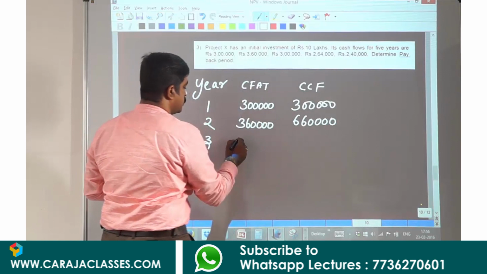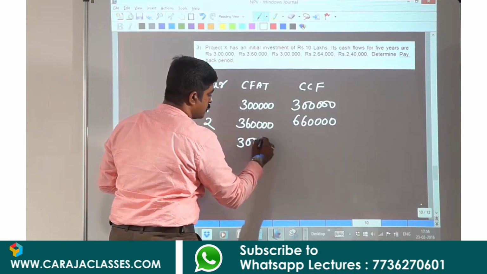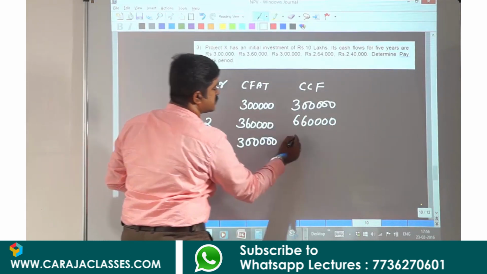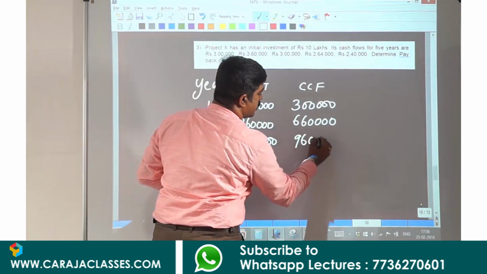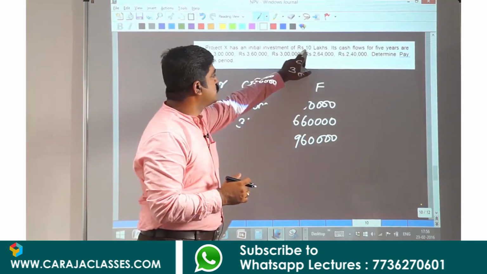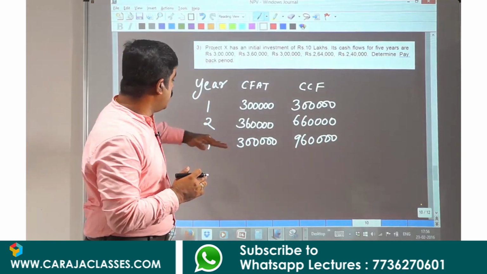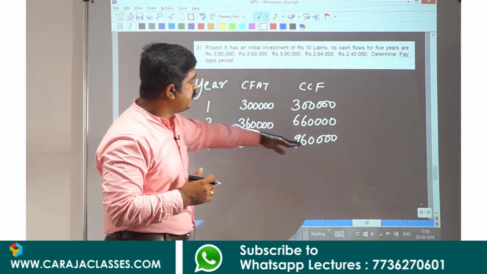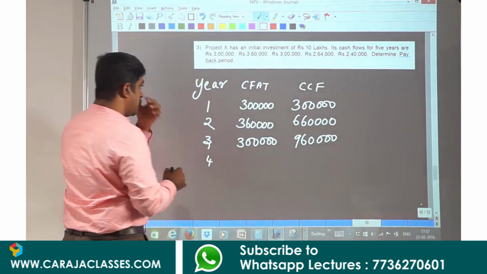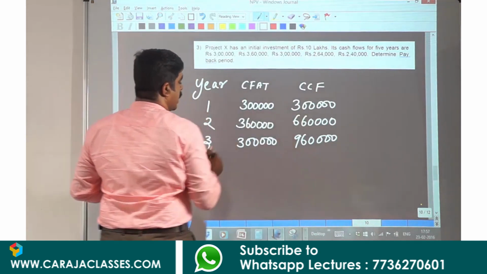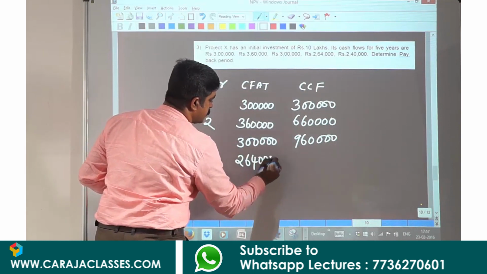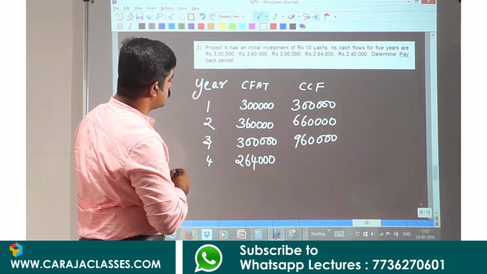Then we'll move on to year 3. Cash flows are 3 lakh. And what will be my cumulative cash flow? This 3 lakh plus 6,60,000 is going to be 9,60,000. And what was our investment? Our investment is 10 lakhs. What have we recovered up to year 3? Up to year 3 we have recovered 9,60,000. Then we'll move on to year 4. In year 4 your cash flows are 2,64,000.